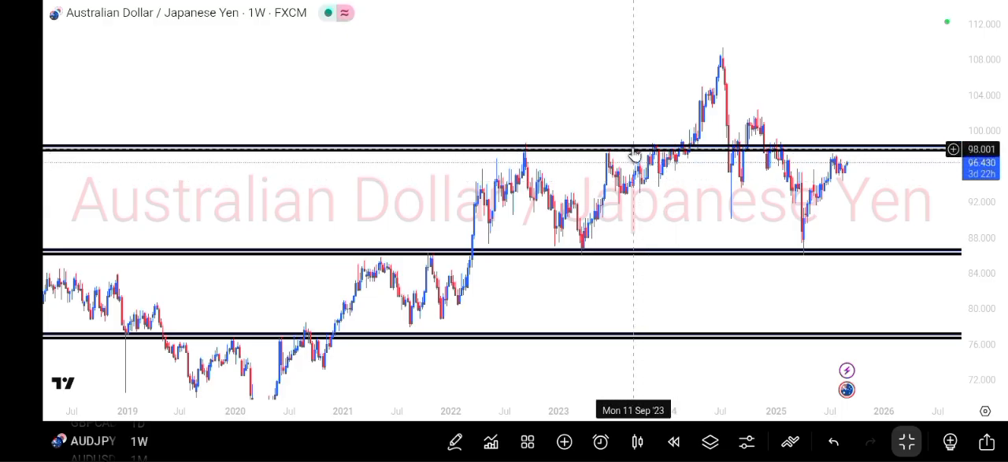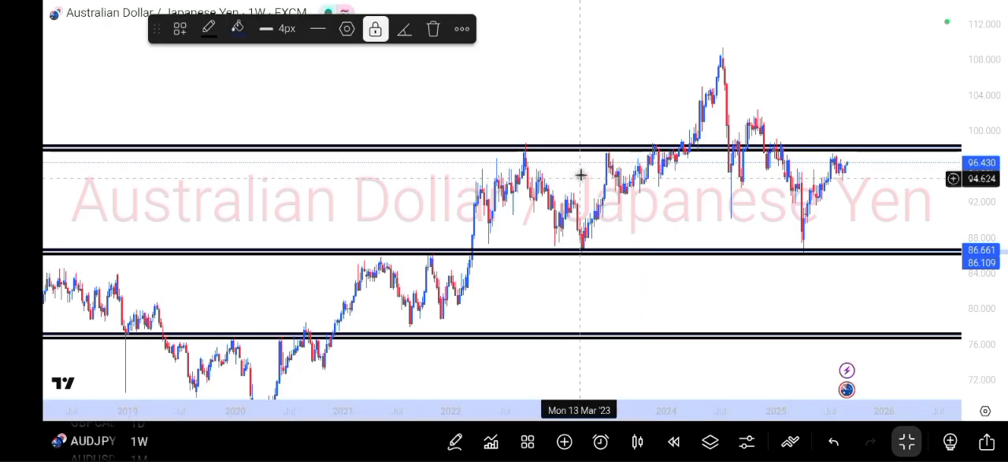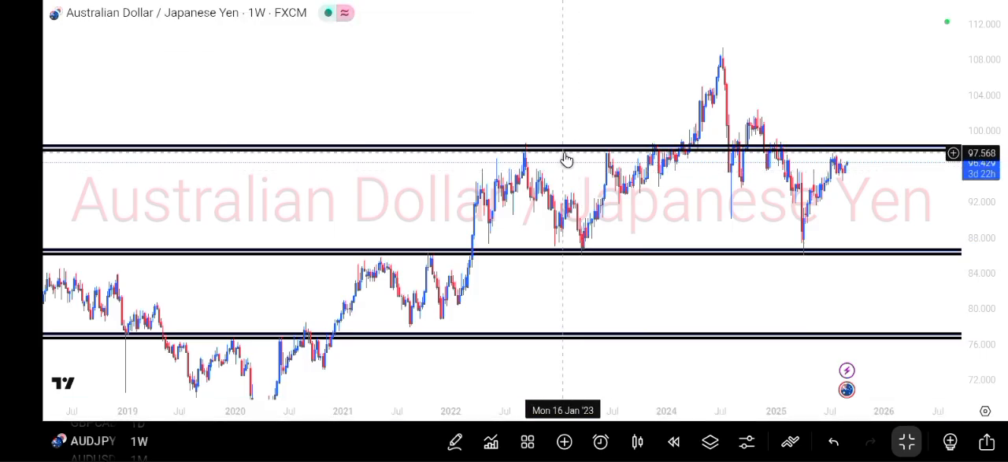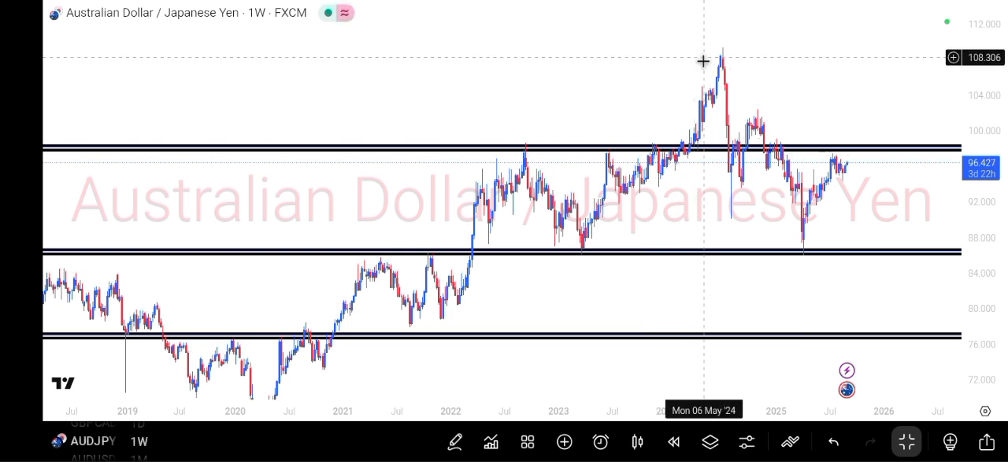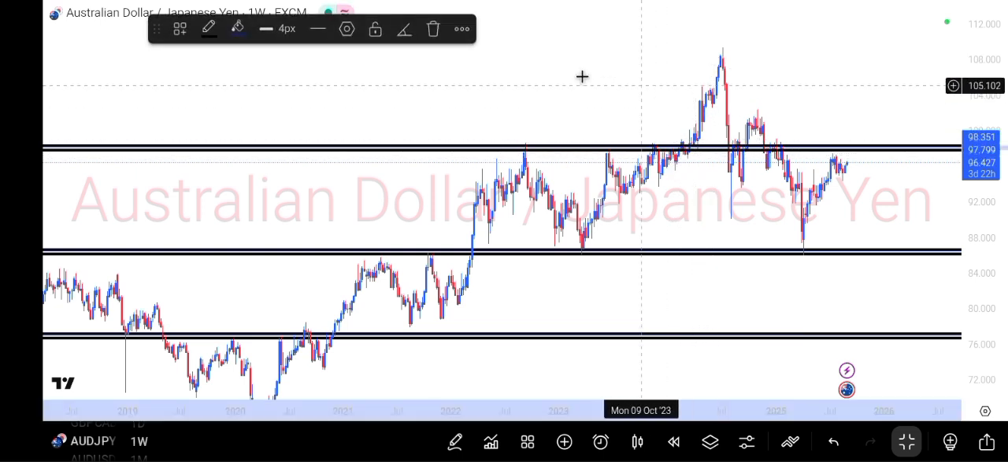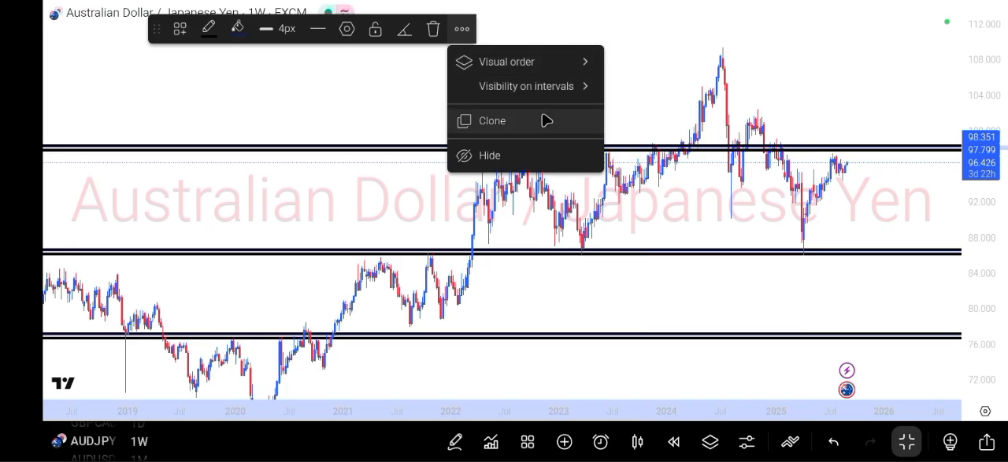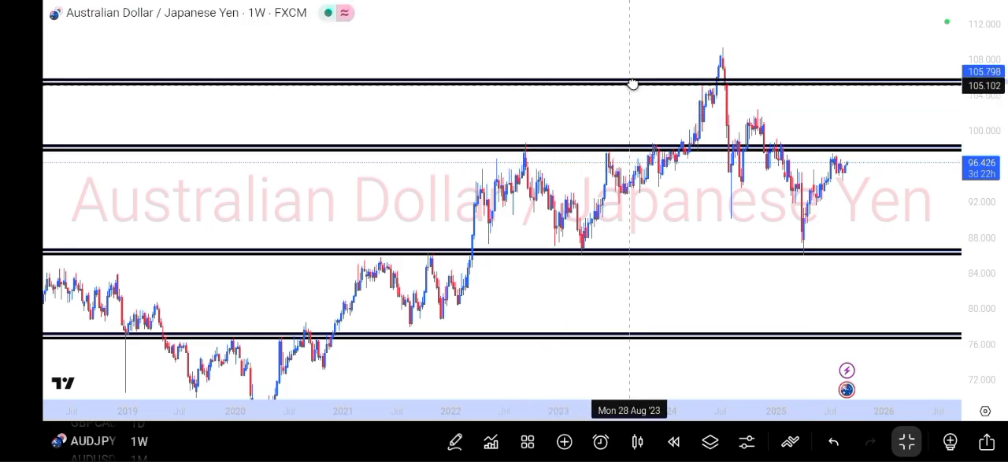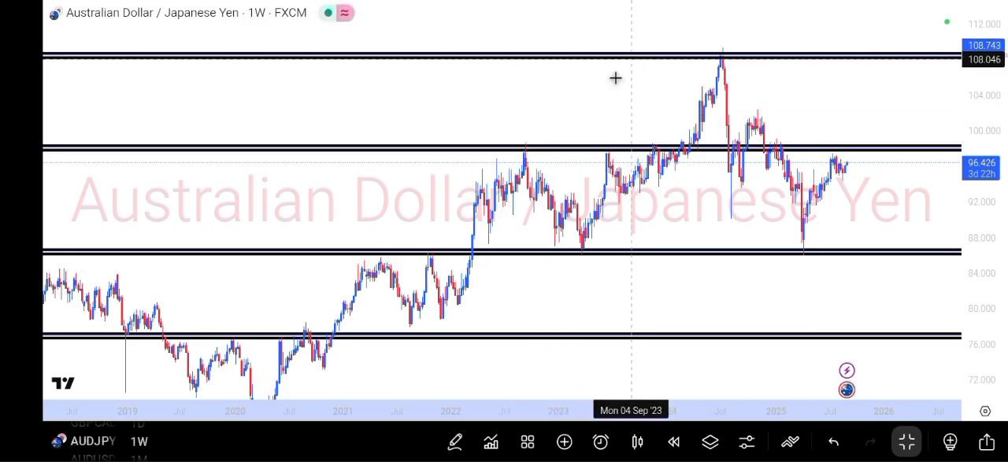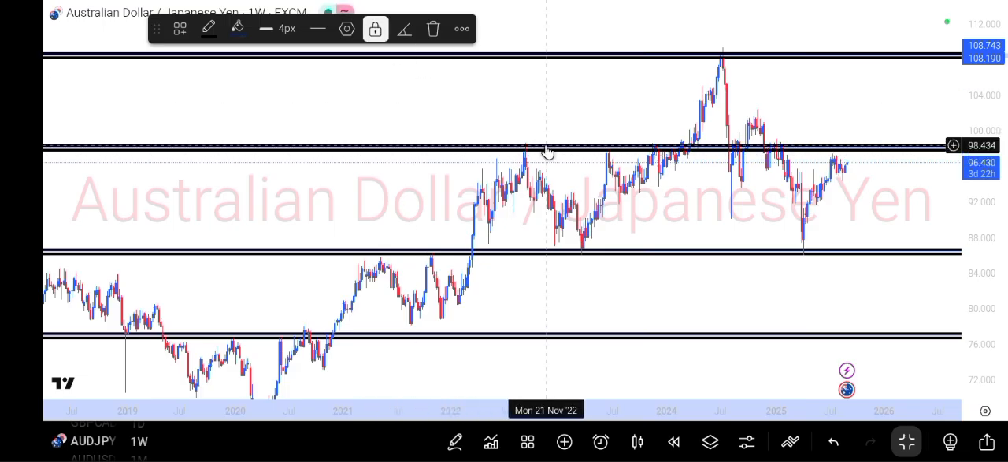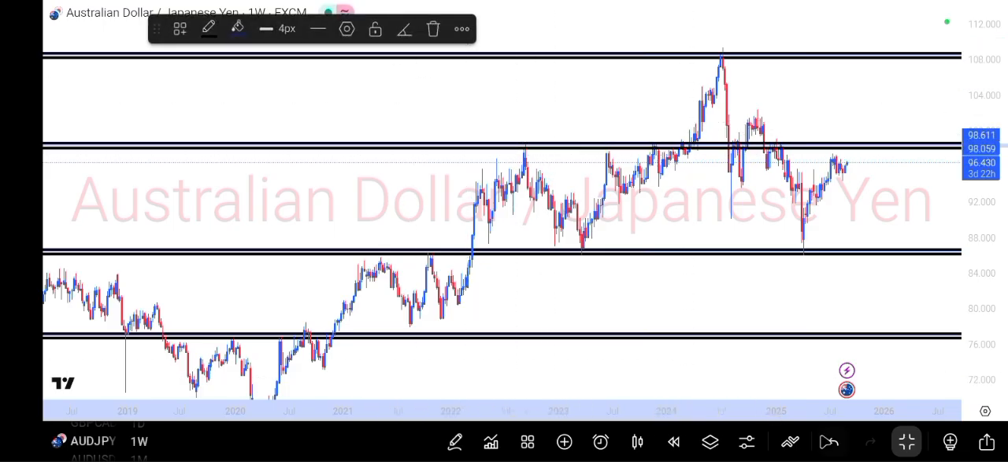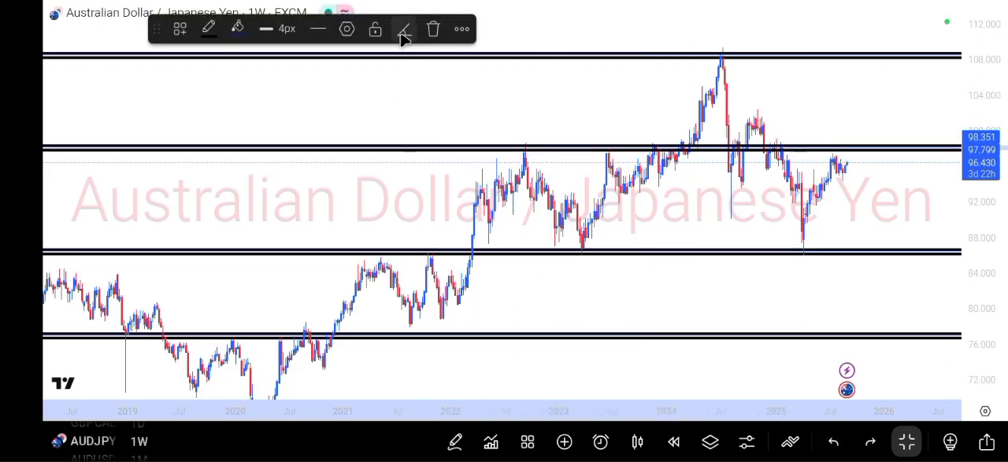Now I'll clone this again, because after turning this guy now to a ceiling, we broke it again to the upside and established another high, which is probably somewhere up there at the roof. So I'll drag it to here, this guy here. So I'll lock it and lock this one too. So I'll lock this guy also.